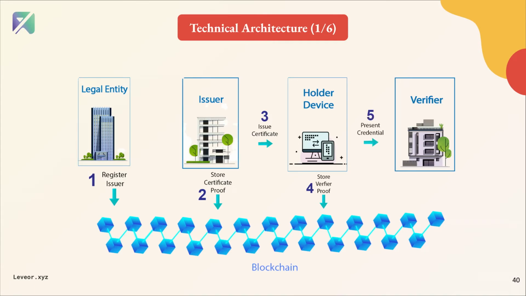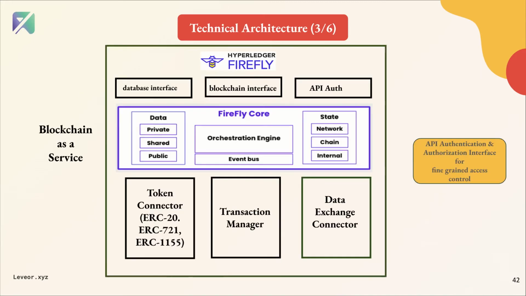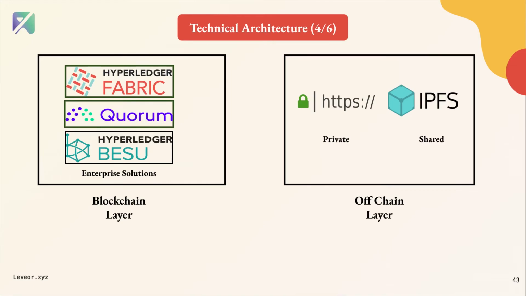The end-user application of OpenGovt consists of a mobile app and web portal for all stakeholders. Its application layer contains the backend, API endpoint, and Explorer UIs. On the service layer, we are using Hyperledger Firefly Supernodes as an underlying DLT service between a company's existing systems. It automatically generates APIs which map to the smart contracts on the blockchain. Hyperledger Firefly is compatible with multiple DLT infrastructures, including Hyperledger Fabric, Quorum, and Besu.